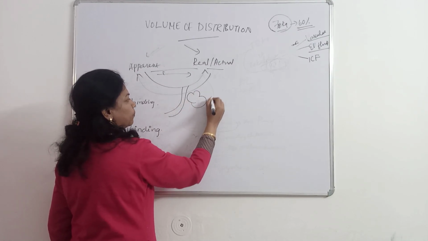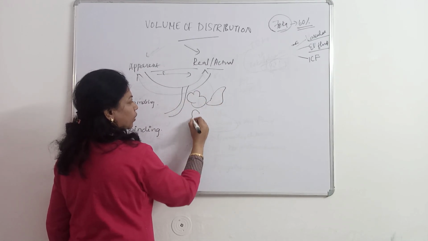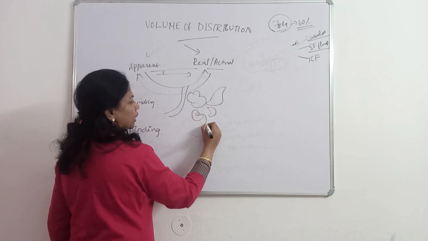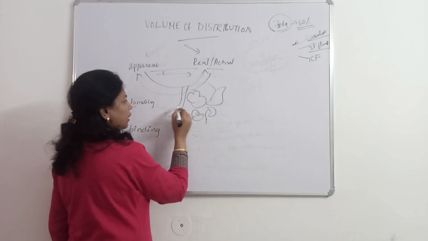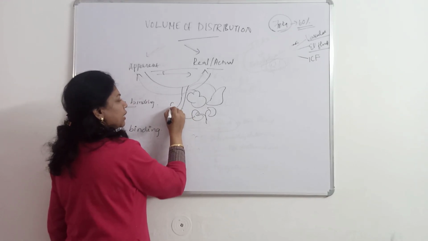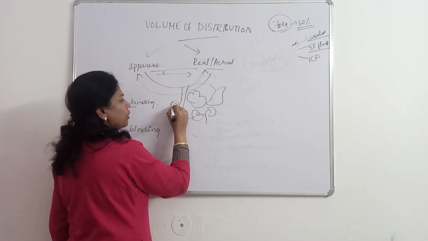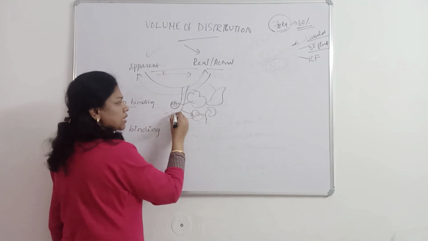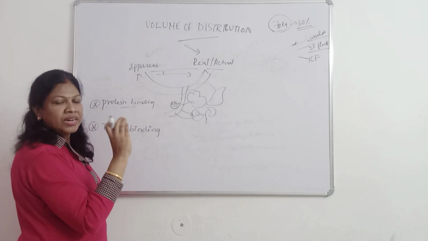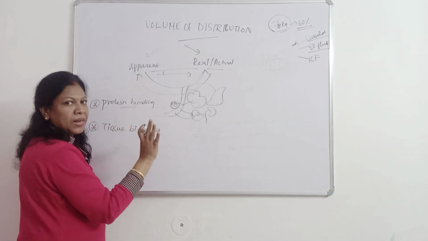The drug movement into different organs like heart or liver or kidney will be restricted in case of the drug which has protein binding, because it cannot permeate through the cells. So the drug will be confined only to the plasma.